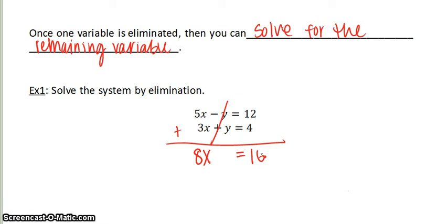So we eliminated that one variable, which was y, and now we have to solve for our remaining one, which is x. So we have to divide by 8. So we get x equals 2.